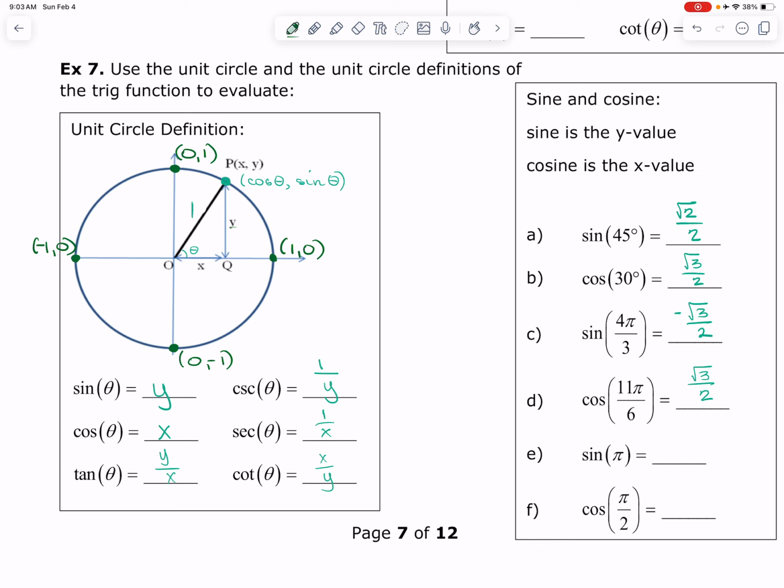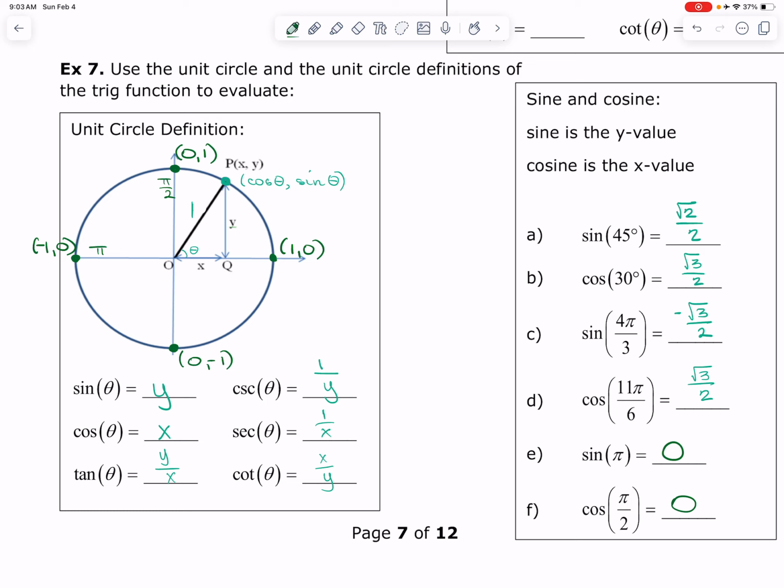Sine of pi, right here. Again, we said cosine is the first coordinate, sine is the second. So the sine of pi is 0, and our pi over 2, our 90 degree angle, we'll label that here. Cosine is that first coordinate, so my cosine is 0.